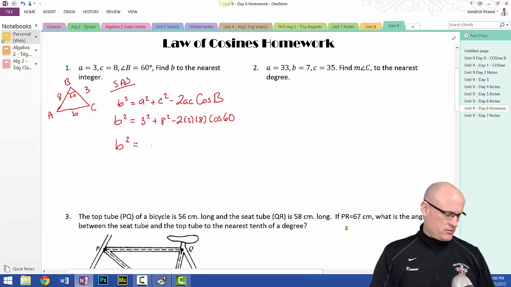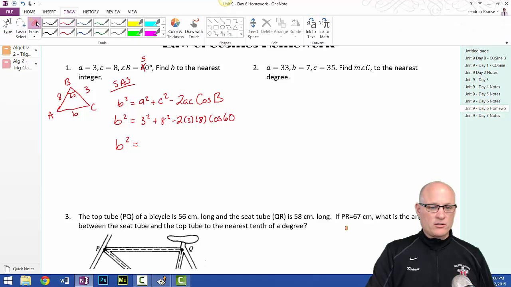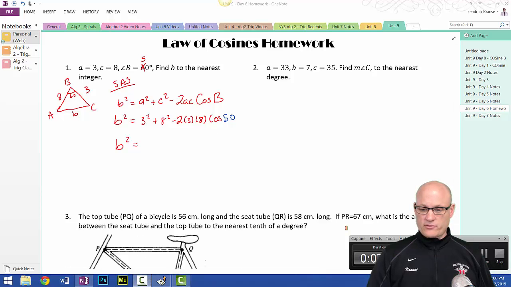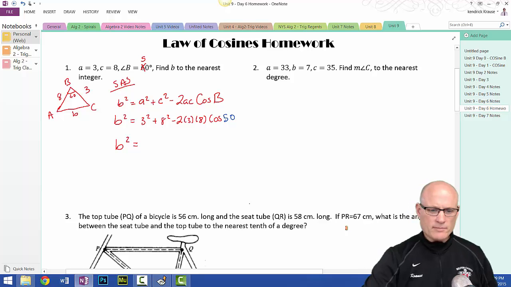I changed this to 50. So hopefully on your notes I changed this to 50. I just realized I knew something was wrong because it says to the nearest integer and I knew that wasn't going to be what I wanted. So I want a 50 there. If it didn't have 50, it should have. Let me pause this and make that change right now. Okay, I fixed it.